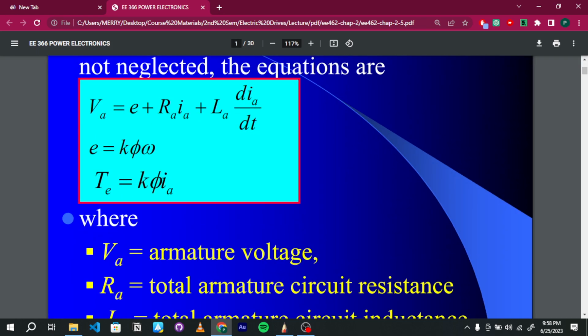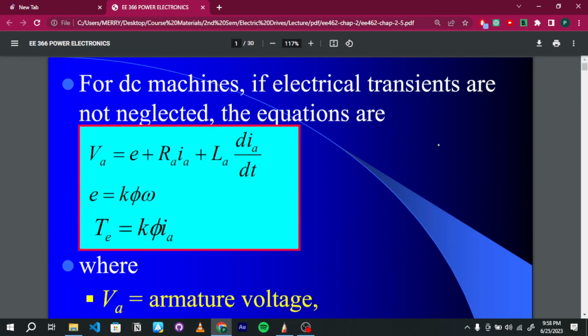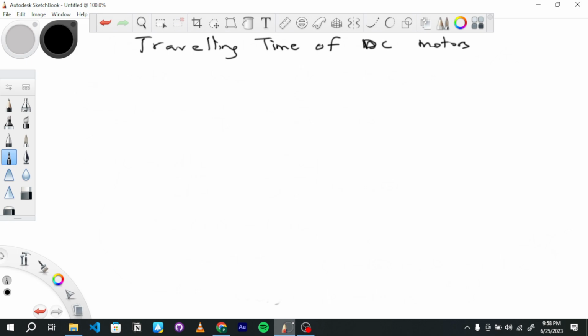Alright, let's move on. So we are looking at the traveling time of DC motors. After this, we look at the traveling time of induction motors. Now, the traveling time of DC motors. We define what traveling time is: the time taken by a motor to change from one steady state value to another steady state value.